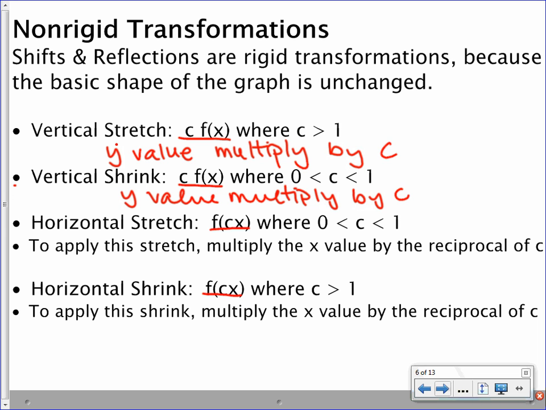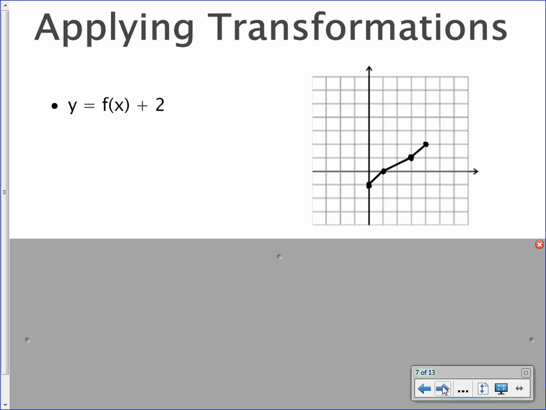Okay. So here we go. This is f of x. I want f of x plus 2. What is this plus 2 doing? Okay, we're moving up 2, right? So I'm going to take each coordinate and I'm going to move it up 2. Done.